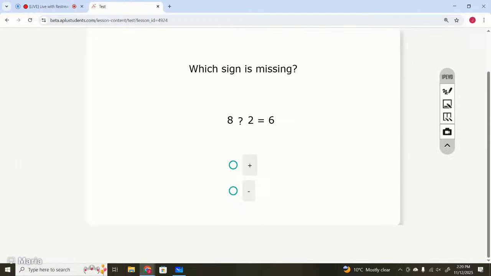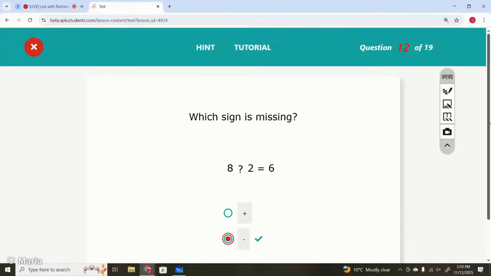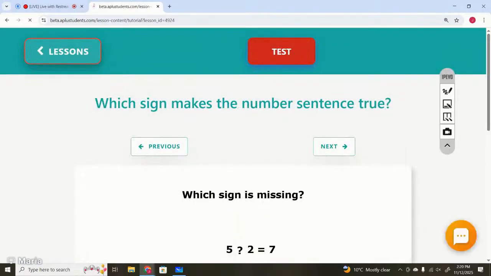Which sign is missing? That is 8 take away 2 is 6. Okay, you can complete the lesson by yourself later today. Let me just move on to next.